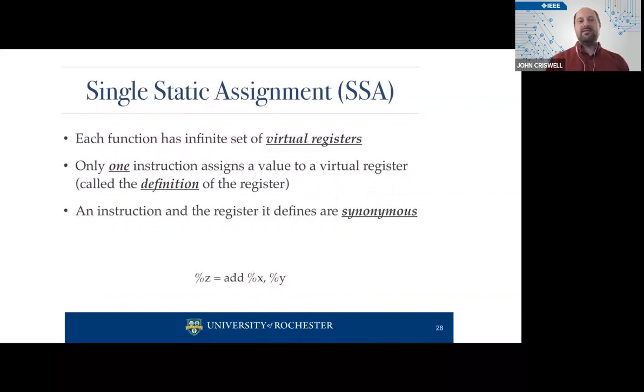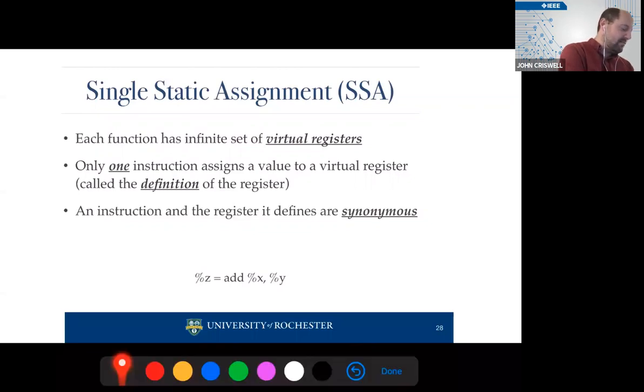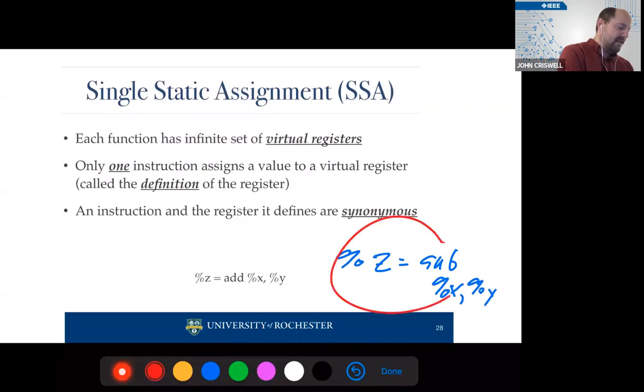So I have an add instruction. It takes virtual register X, virtual register Y, adds their values together and puts the result in virtual register Z. If I have this instruction within a function, this is the only instruction that can write to Z. I cannot have any other instruction that writes to Z. So I cannot write, for example, Z equals sub of say %X and %Y. So this is not allowed, right?